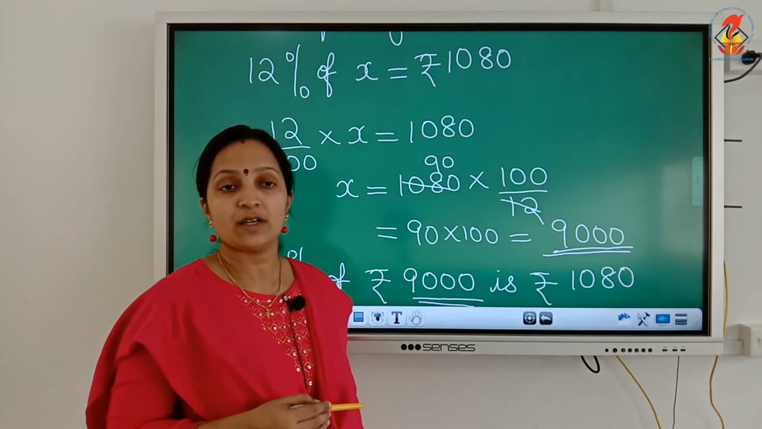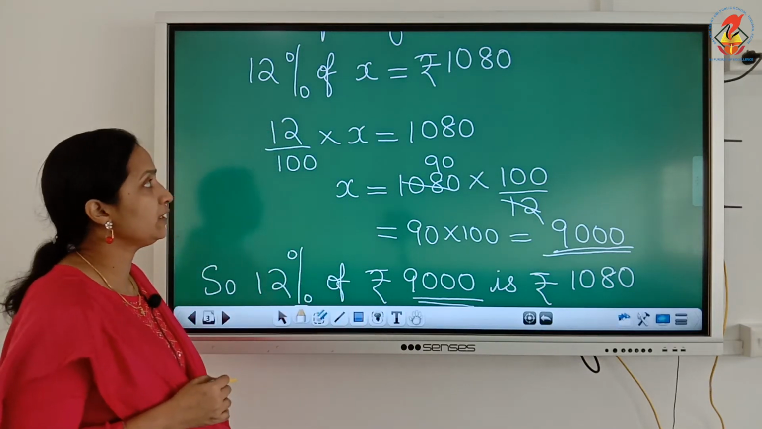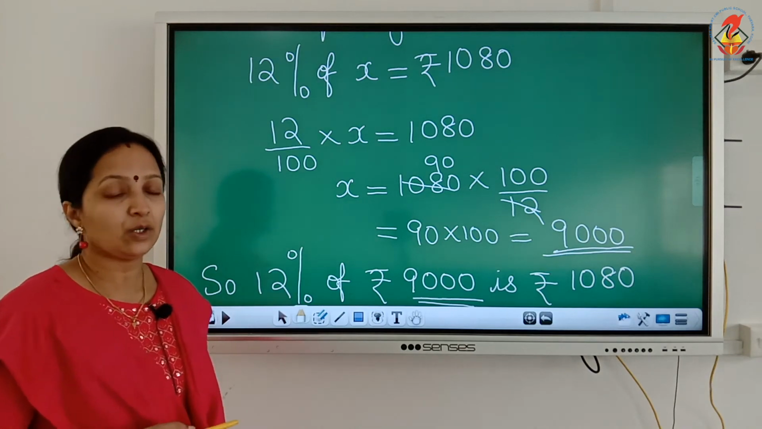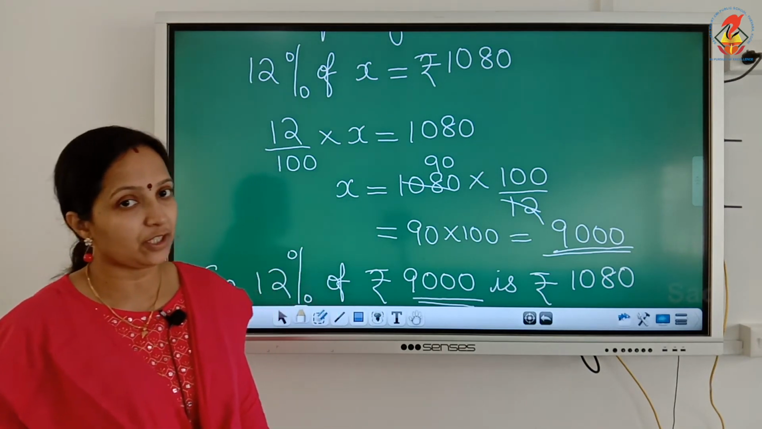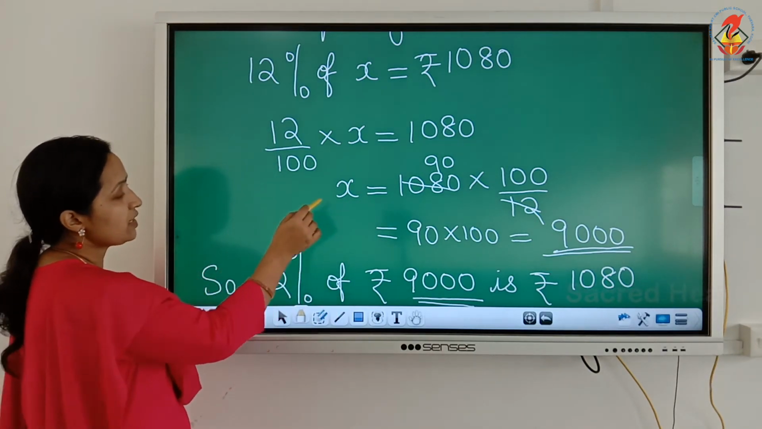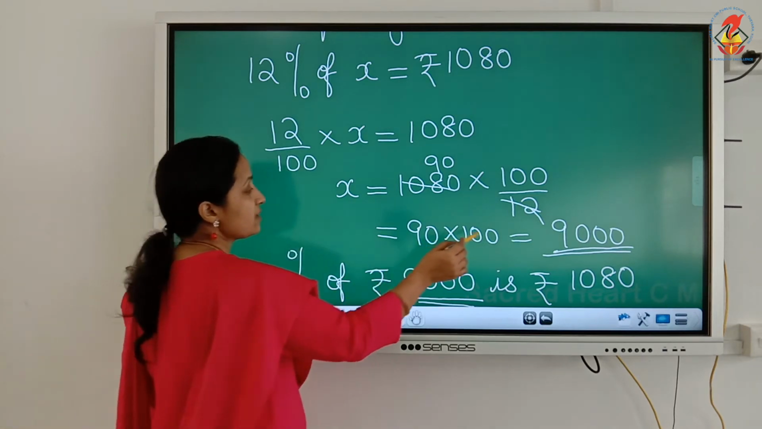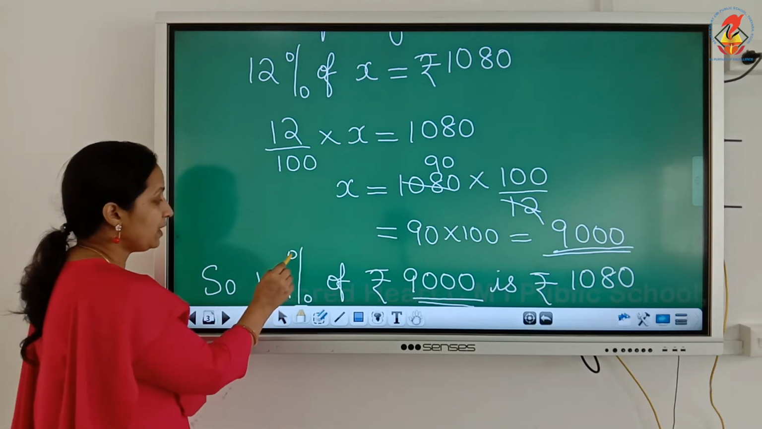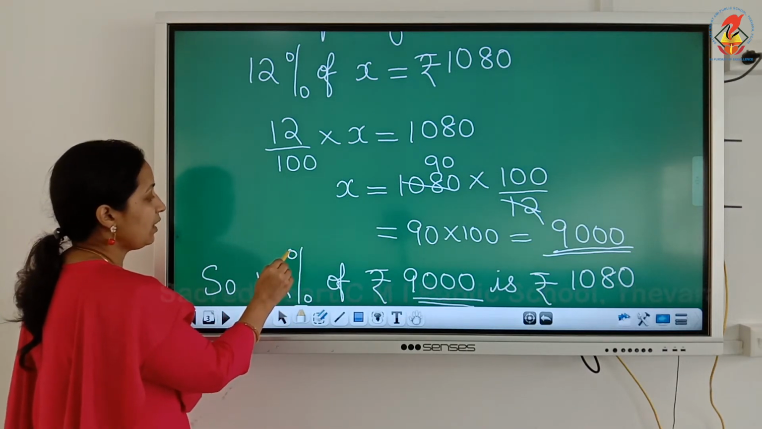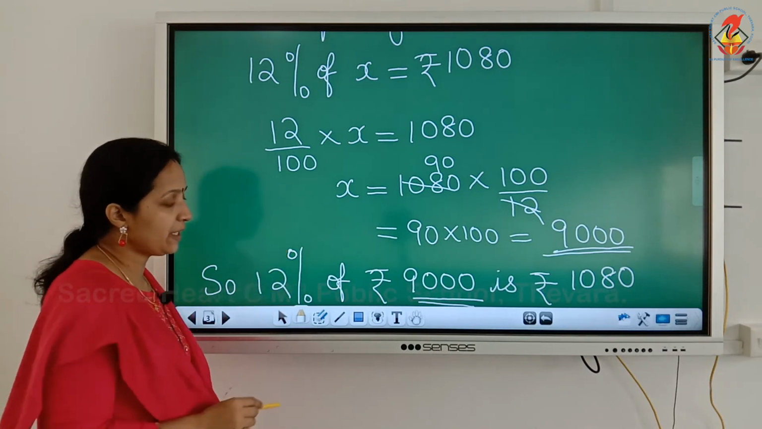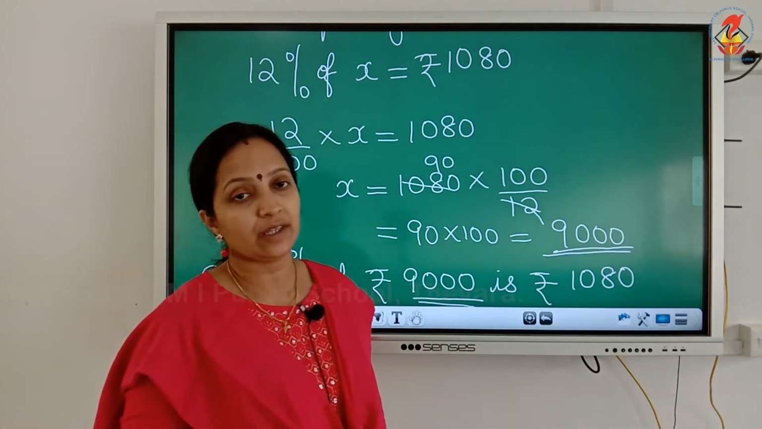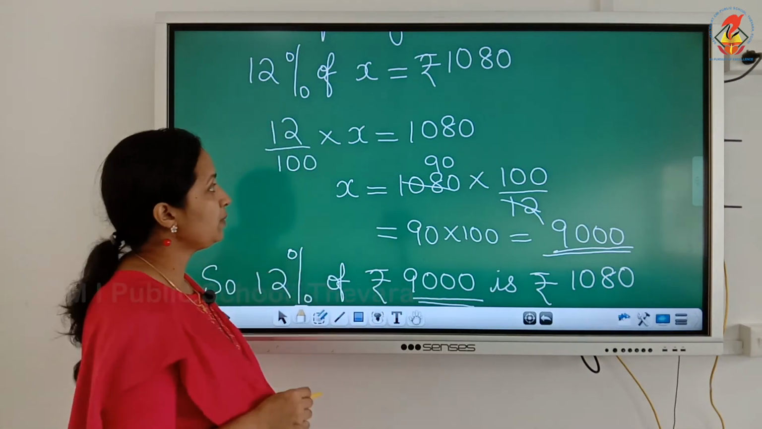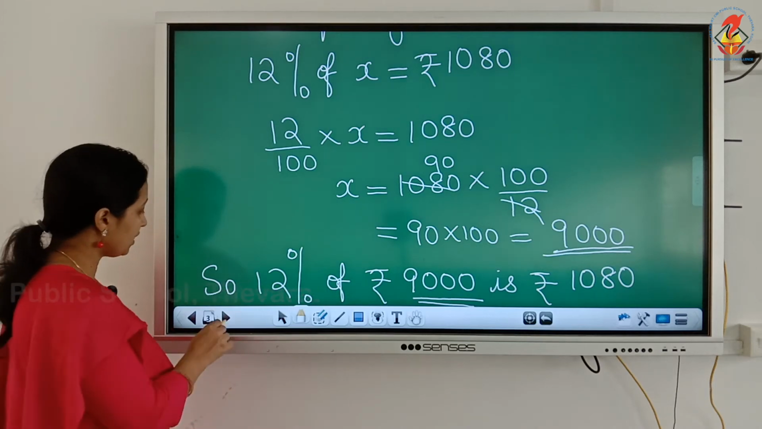We don't know what the whole quantity is, so we took that whole quantity as x. x means an unknown variable. We have to find the value of that particular variable. So we used the transposing method and got the answer 9,000. What does it mean, children? 12% of rupees 9,000 is rupees 1,080. I hope this answer is clear. Now move to the next question.